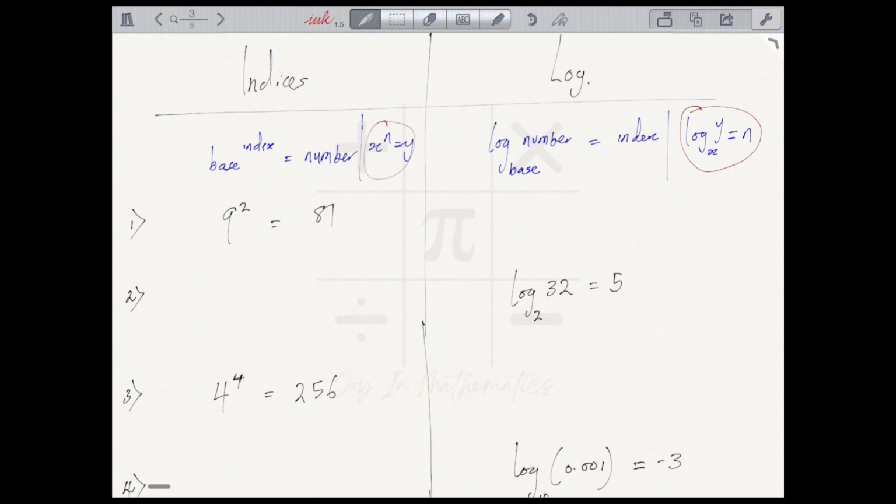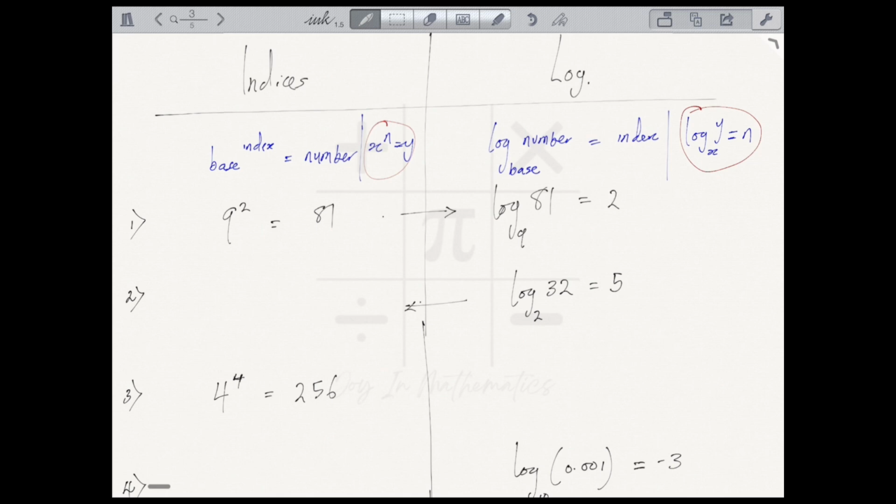So let's begin with the first question. I have 9 raised to the power 2 is equal to 81, where 9 is the base, 2 is the index, 81 is the number. So the relation in terms of logarithm, that's log of the number, that's log 81, the base, which is 9, is equal to the index, which is 2.